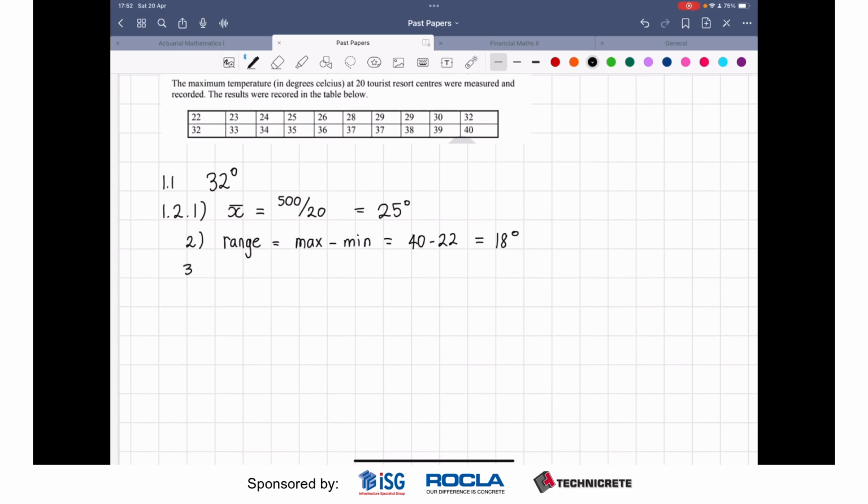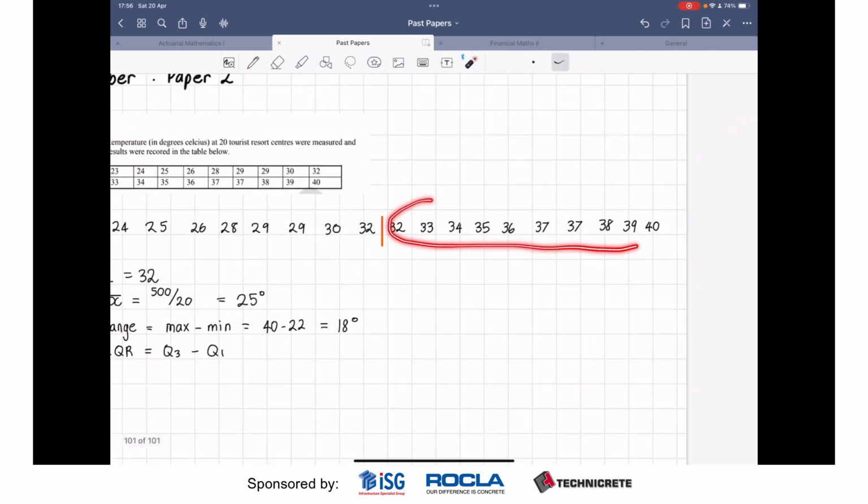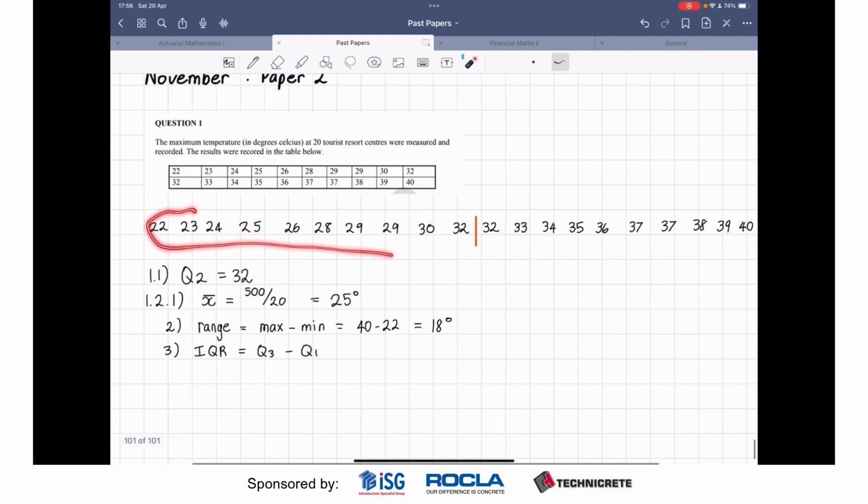And then for 1.2.3, we're asked to find the interquartile range, which is Q3 minus Q1. So we want the upper quartile and the lower quartile. So we already know that the median was here between 32 and 32. And now we want to find the Q3, which is going to be the median of the top half of these numbers. And then Q1 is going to be the median of the lower half of these numbers.